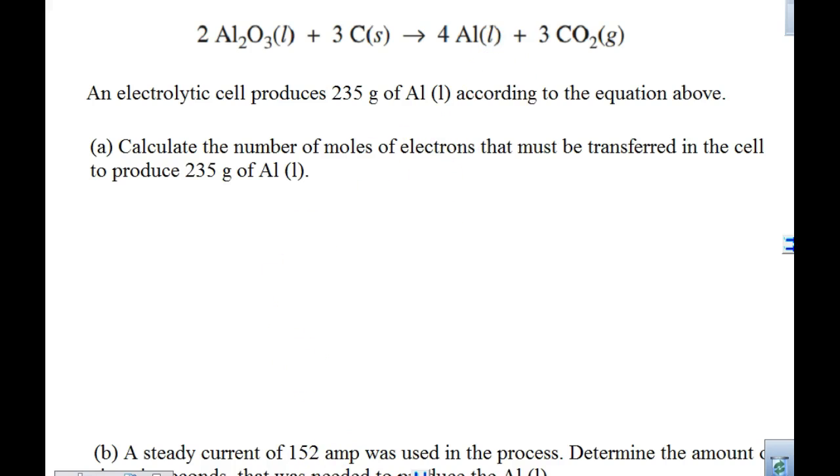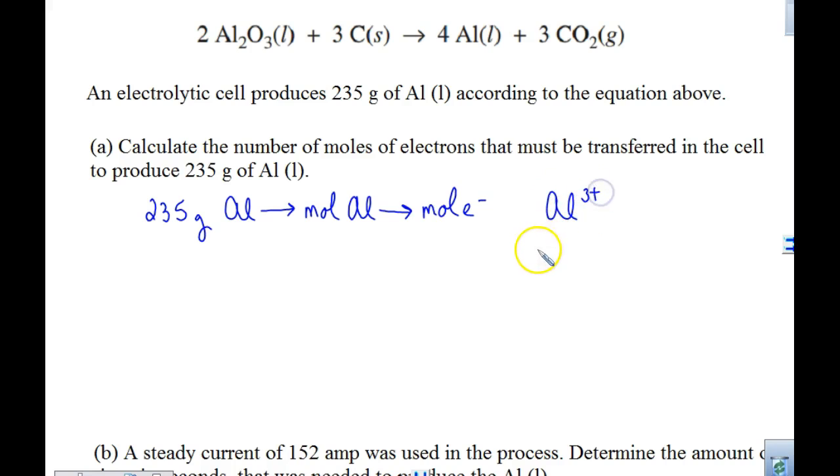So before I just jump into this, I'm going to plan out what I'm going to be converting. I'm starting from 235 grams of aluminum. As always, you can convert grams to moles. And then we can convert moles of aluminum to moles of electrons. How, you say? Well, we know the charge of an aluminum ion, that it's going to go to aluminum with a positive 3 charge.